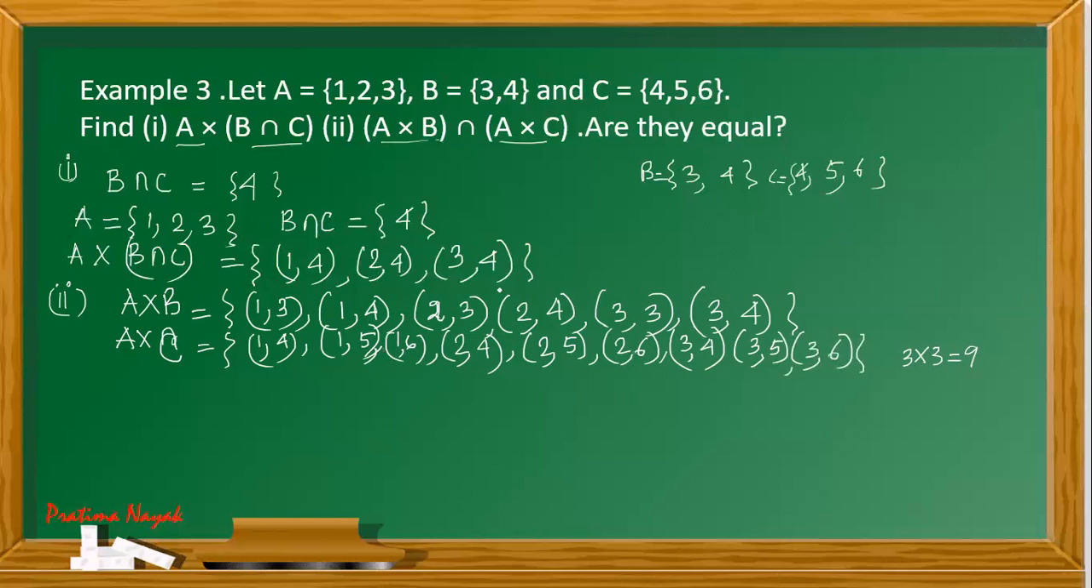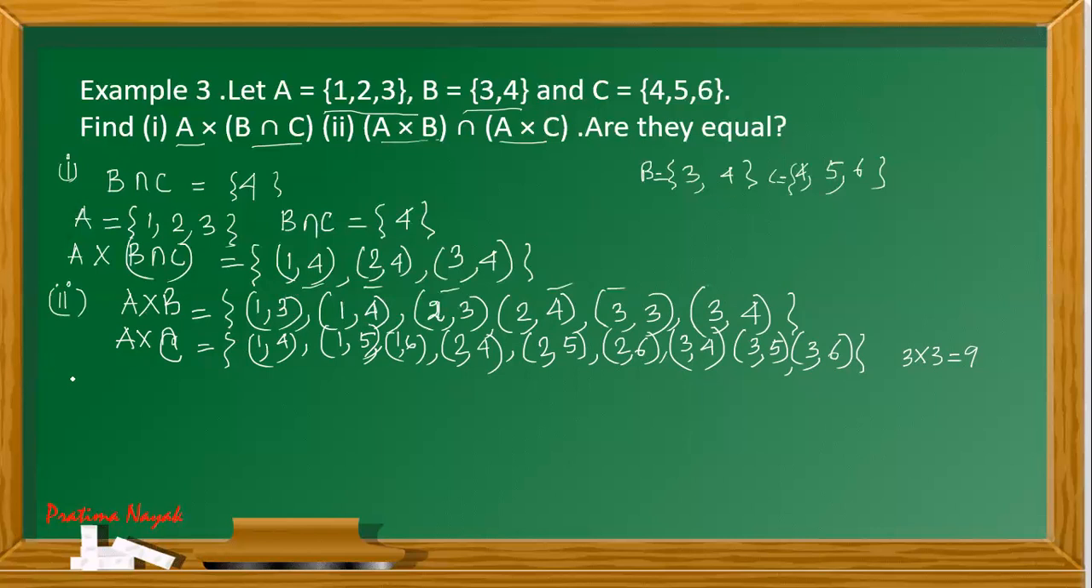You can check like this. If A has 3 elements, C has 3 elements, then 3 times 3, 9 ordered pairs should be there. Similarly, A has 3 elements, B has 2 elements, then A product B should have 6 ordered pairs: 1, 2, 3, 4, 5, 6. That means I have written correctly.